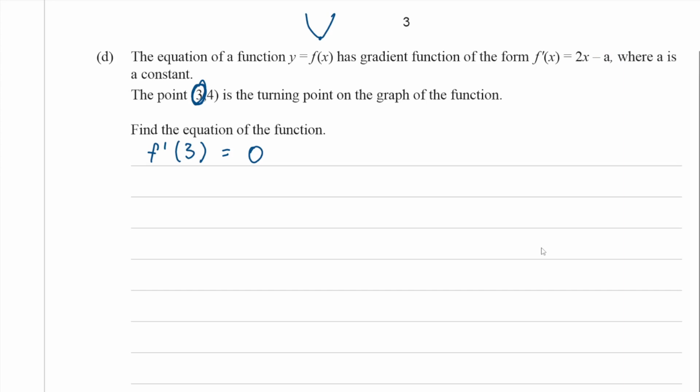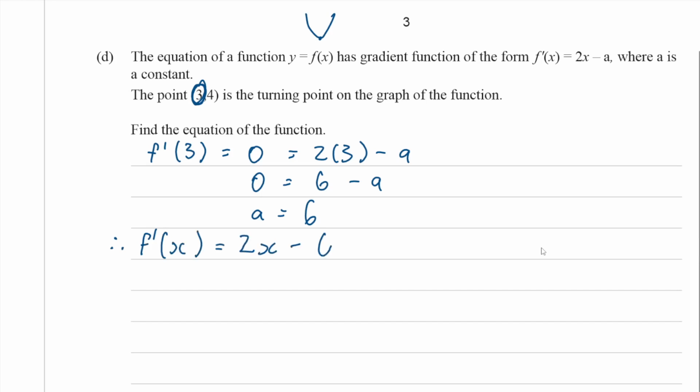So let's try that. So f prime of x equals 2x minus a. Well, we know when x is 3, the gradient is 0. So we're left with 0 equals 2 times 3 minus a. So solving for a, 0 equals 6 minus a. We'll add a to both sides. So a equals 6. Great. So therefore, the gradient function is actually, more precisely, 2x minus 6.